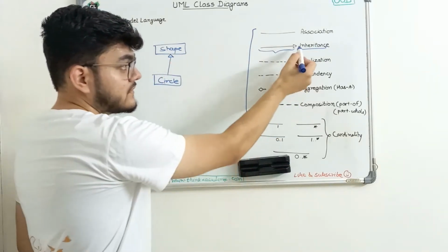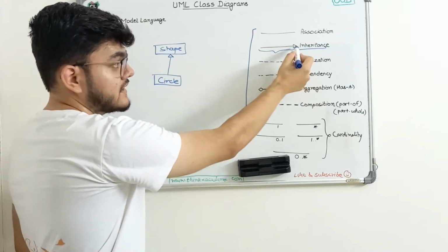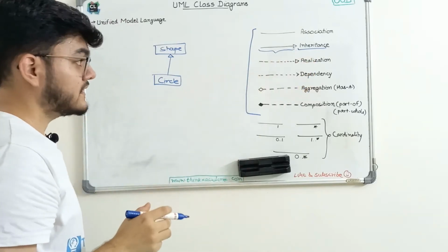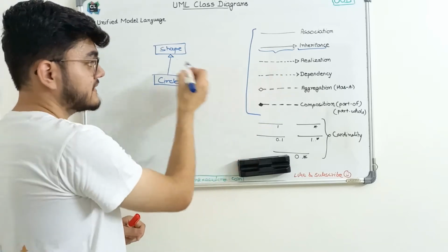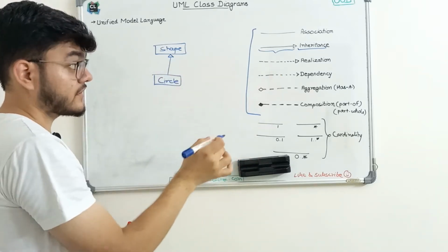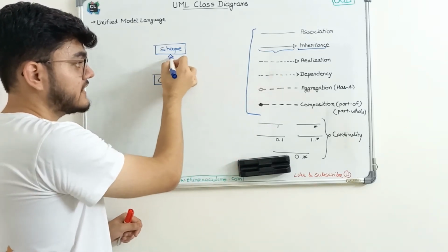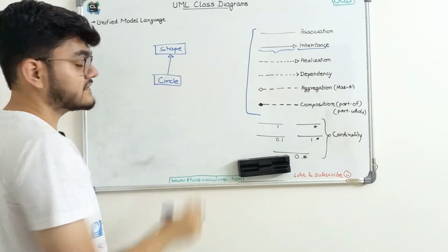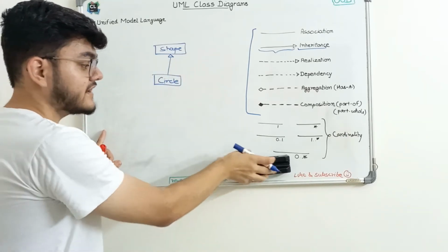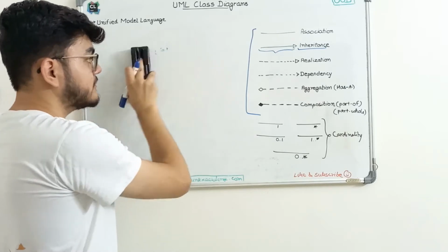Now observe that this arrow is empty here. It's not filled with some color. It only has the border. And it is actually very important that inheritance means that we have a single, not a dotted line. It will be a full line, and we have this arrow. So this means that the circle is inheriting the properties of shape class, right? So we have already studied that. Now I will remove this.